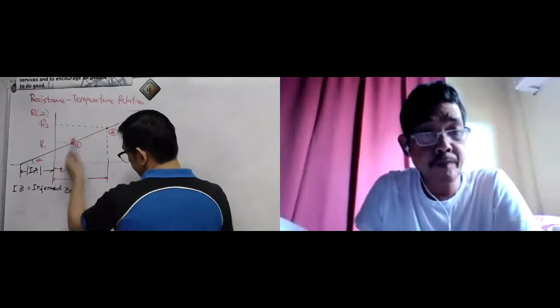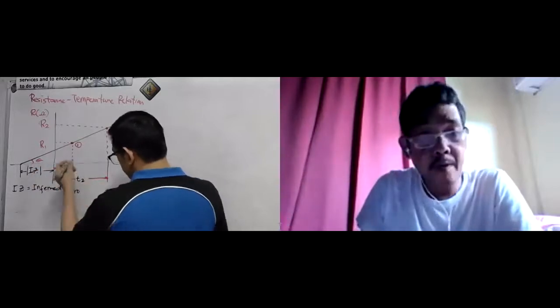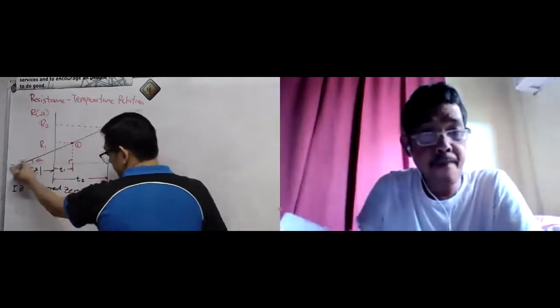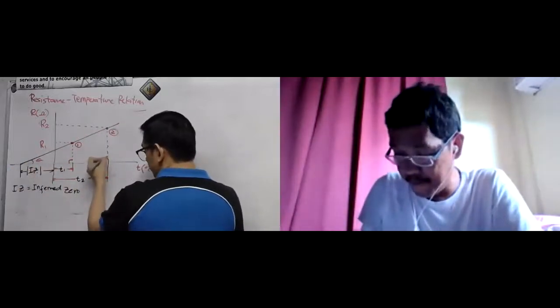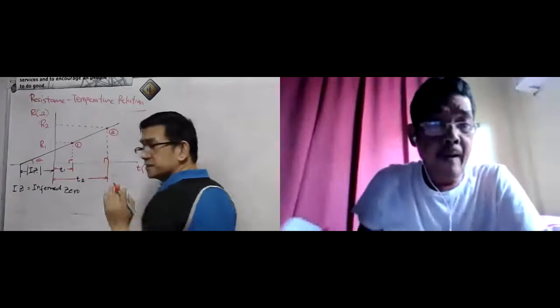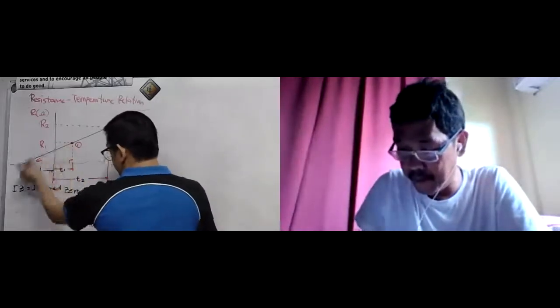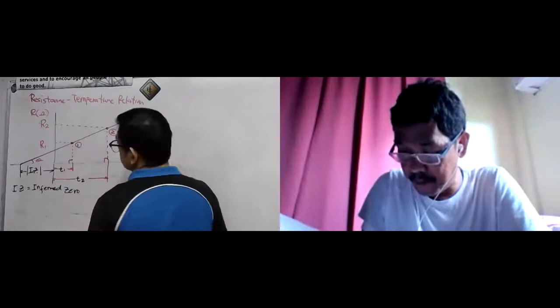We will form here a right triangle. Take a look, this small triangle is similar to this large triangle. When can we say that two triangles are similar? If they have the same angle. So this small triangle is similar to this large triangle.